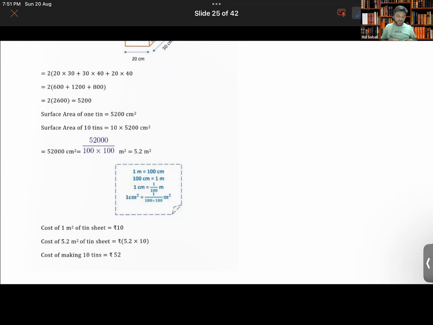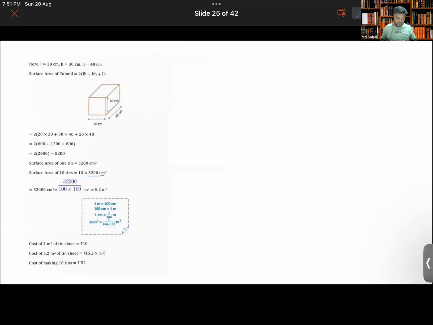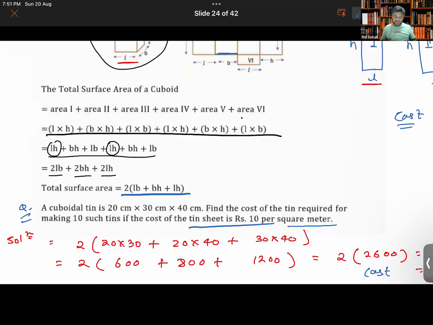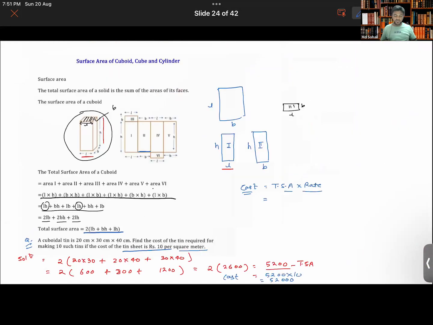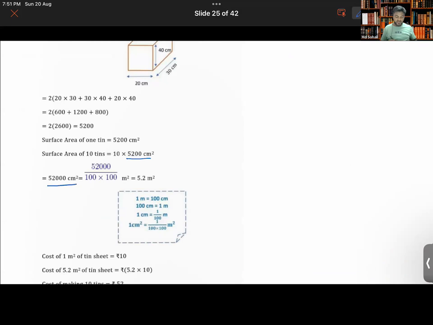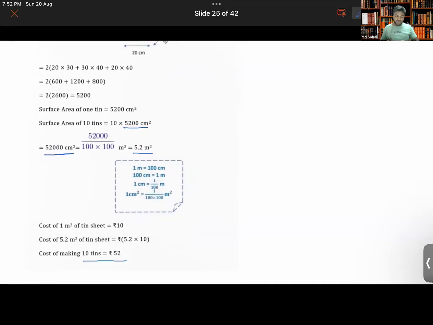Okay, anyways. So the answer required here is this, guys. But here's the thing: the question says the unit is rupees 10 per square meter. We have found our answer in square centimeter, so we have to convert it into square meter now. That can be done easily. 52,000 square centimeter will be divided by 10,000, right? So you will be getting 5.2 square meters. So the cost of making 10 tins would be rupees 52.